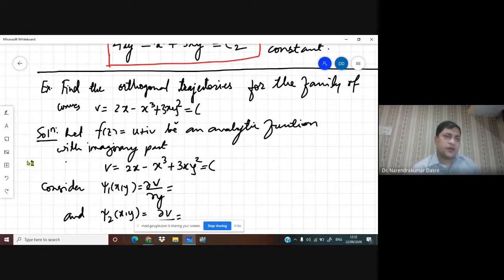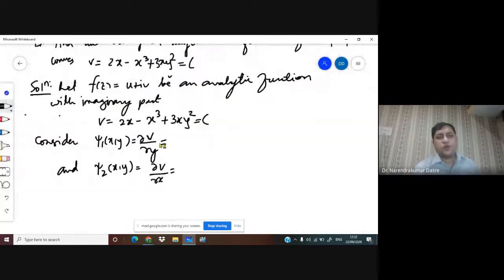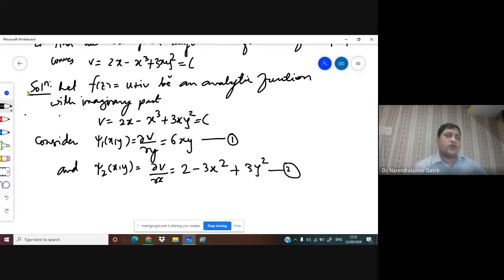So here we consider the derivative with respect to y. So we got 6xy. Let it be equation 1. And with respect to x, we have 2 minus 3x square plus 3y square. Let it be equation 2. Okay.